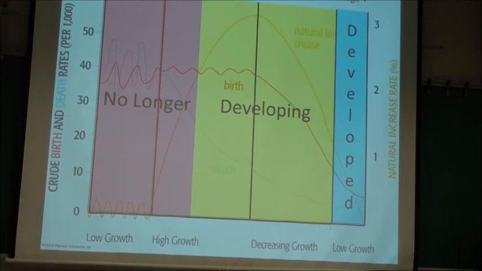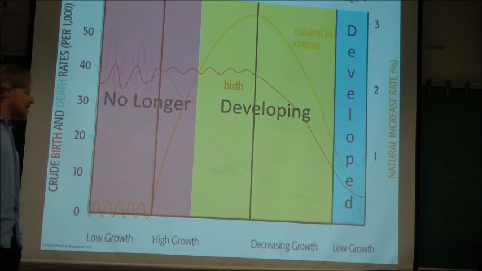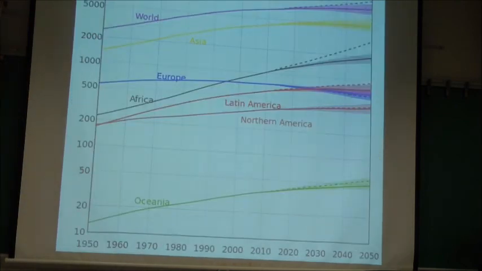Now we're not going to get into this in this course, but there are some that say we are moving towards stage 5, the idea that countries are actually losing population. See Italy. Italy right now is losing people, and so it has a declining growth rate. Same with Russia. Anyway, all right, this is another map. Let's just get through that one.